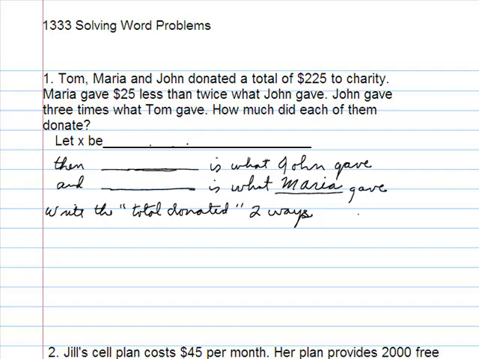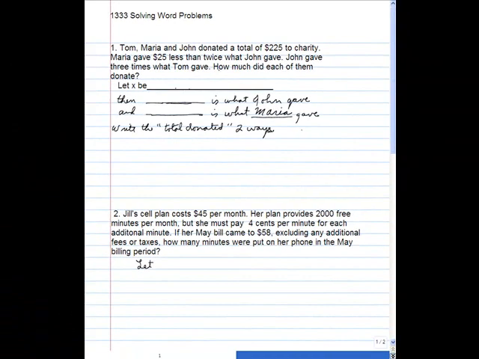Well, the first thing we have to do is decide what x is. The way you do that is you go to what the question asks and you try to let x be whatever the question wants you to find. But the question wants us to find 3 different things. It says how much did each of them donate? We know that they didn't all donate the same amount, so we can't say let x be the amount each of them donated, because that would be trying to let x be more than one thing at a time. X can only be one thing. So what we're going to have to do is either let x be what Tom donated, or what Maria donated, or what John donated.